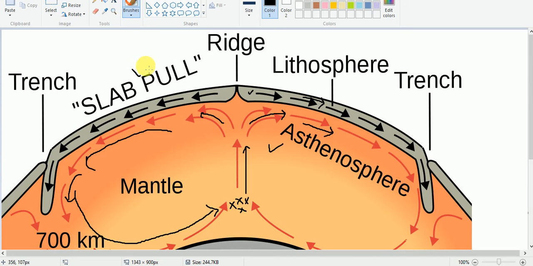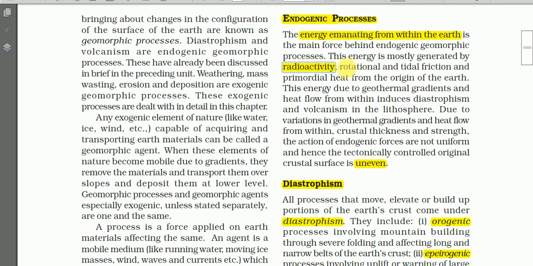See, slab pull. That means because of the movement of the magma, this section of the crust known as a plate is pulled towards this side. So what I want to say is that these endogenic forces, the forces coming from the earth interior, are mainly derived from radioactivity, and radioactivity is related with the convection currents. Then another one is rotational and tidal friction. It is related with the rotation of the earth.